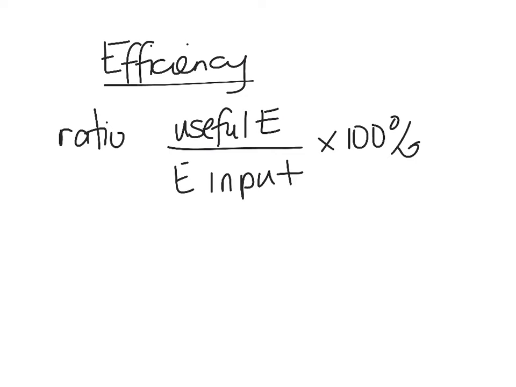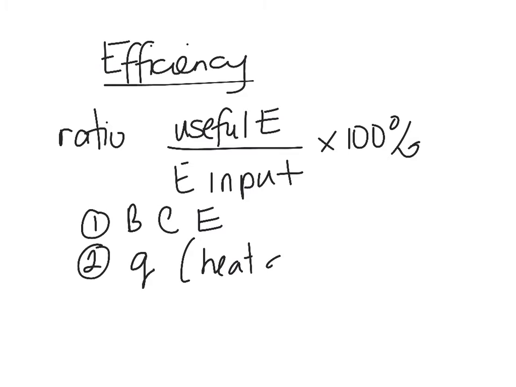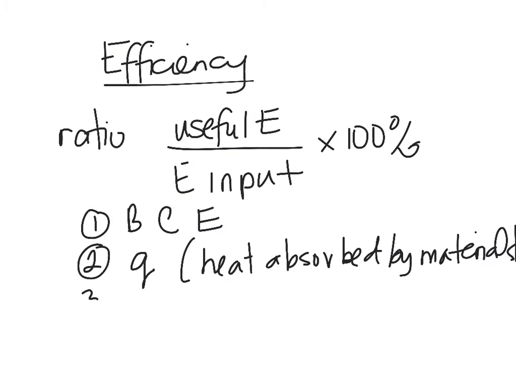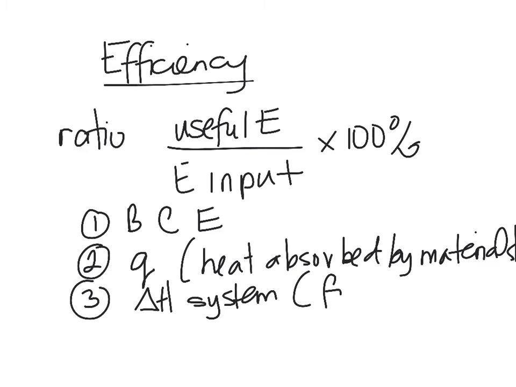So there's a couple of steps you need to take. The first thing you need is a balanced chemical equation. You need to determine the heat absorbed by your materials. You need to determine the enthalpy change of your system. So how much energy you got from your fuel.